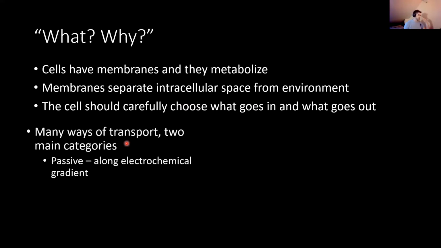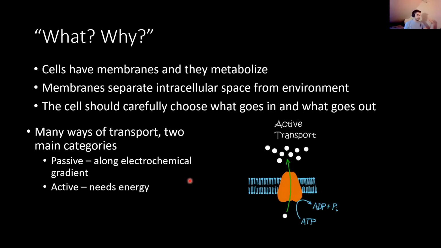So there are many ways this transport could take place, but the two main categories are, the first is passive transport, which means that the substrate goes along its electrochemical gradient. And the second one is active transport, in which case some energy is required to move the substrate against its electrochemical gradient. And this energy can come from ATP hydrolysis, and ABC proteins are a good example for this kind of transport, where ABC stands for ATP binding cassette, and this is basically a super family of proteins.